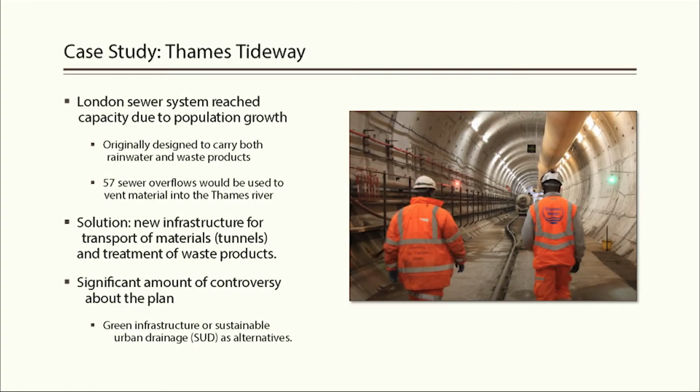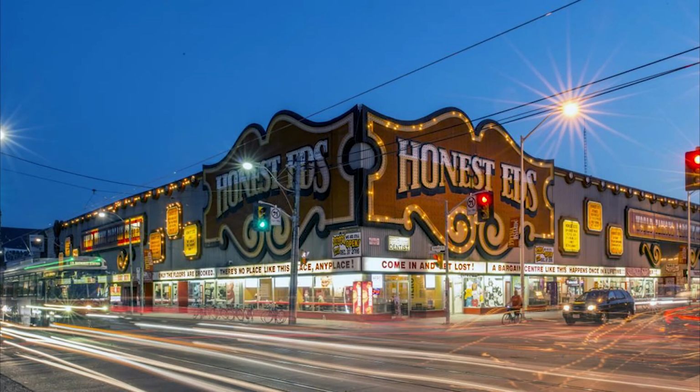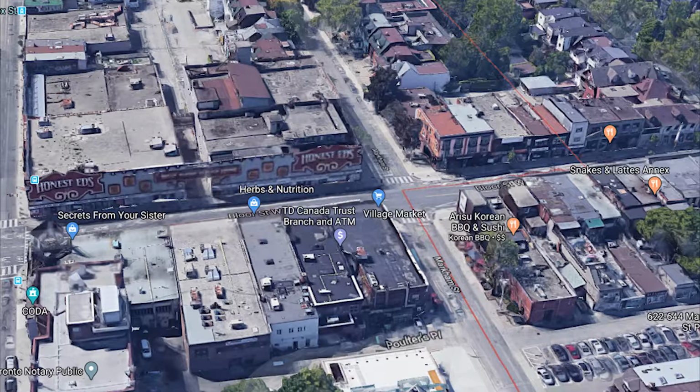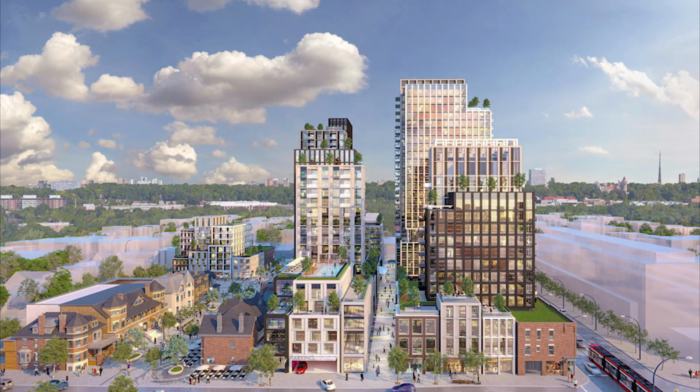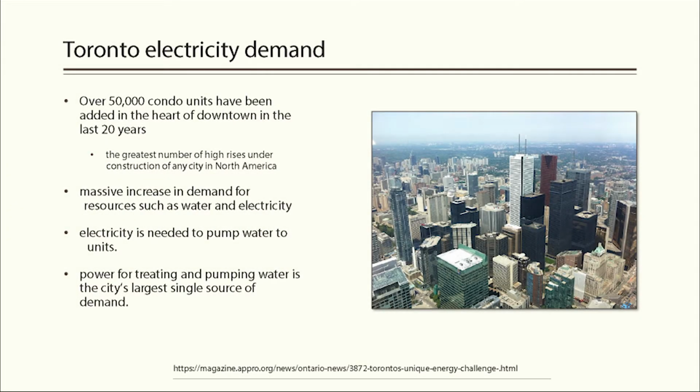A good example of an evolutionary process driving change is the Thames Tideway project. The population of London eventually exceeded the capacity of the existing sewer system. An example of an intervention is the development of Mirvish Village in Toronto. An existing set of low-rise commercial buildings is being replaced by a high-density residential complex that will put additional strain on legacy infrastructure systems. According to municipal engineers, Toronto is facing major issues with electricity capacity.